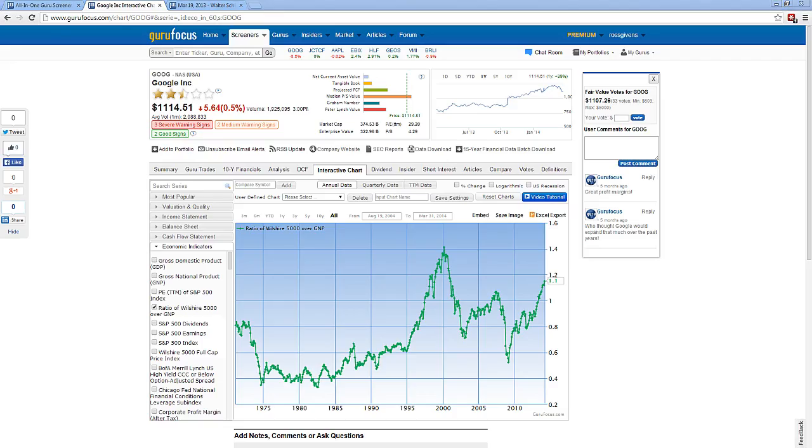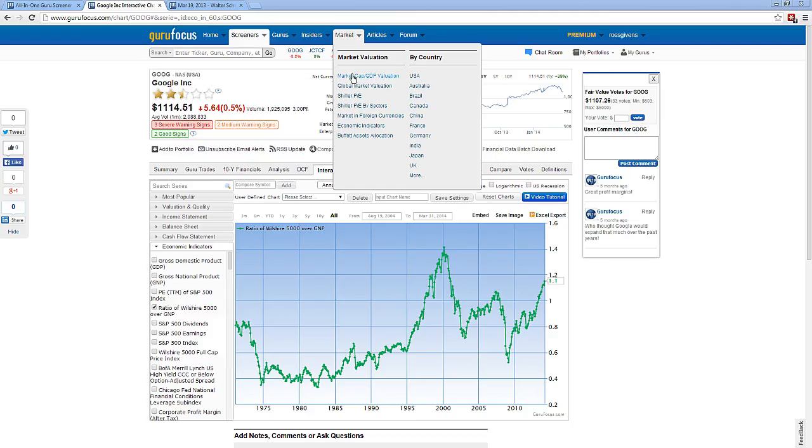And you see here, we are at the highest it's been in at least the last 30, 40 years, with the exception of the 1999 tech bubble that pushed us all the way up to 1.4. So we're at about 1.16 right now, or 116%. So getting very overvalued, getting to be a risky situation.